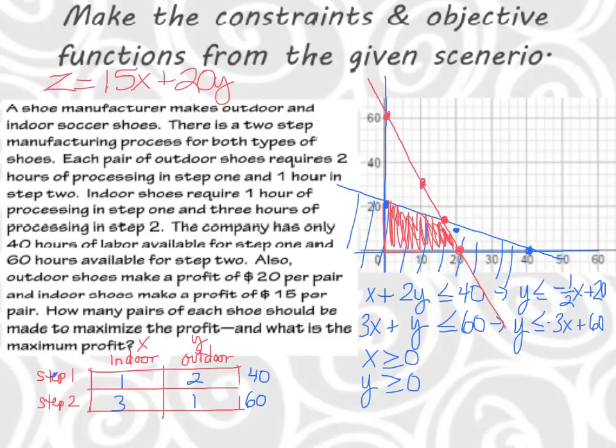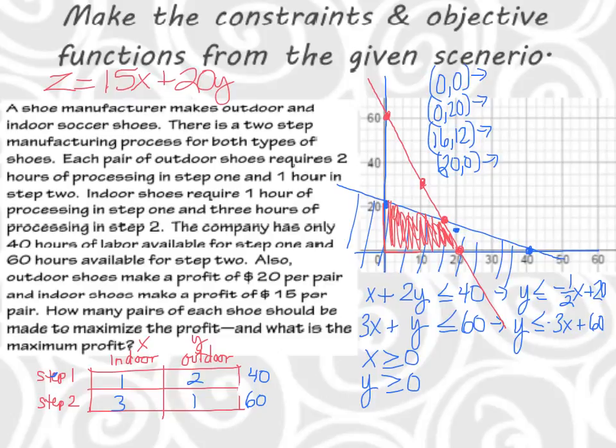So my 4 points that I have then are my origin, 0, 0. I have over 0 up 20. I have that point that I went and solved for, which was 16, 12. And then I have over 20 up 0. Those are my 4 points that I'm going to check in my objective function. All right, let's plug them each in and see what we get.